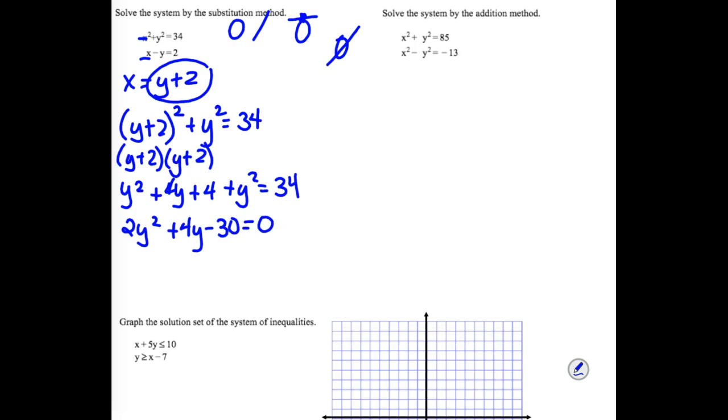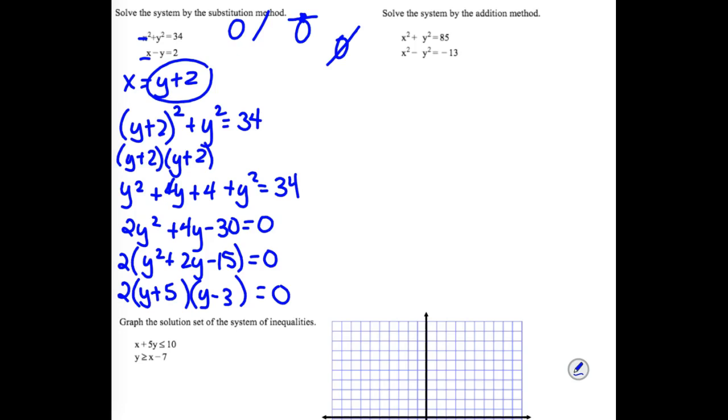To make the factoring a little easier on this, I'm going to divide out a 2. And then how does that trinomial factor? All right, y plus 5, y minus 3. So my possible y values are, okay. Then I have to go and plug those back in, okay? My easiest equation to plug them back into would be that one.